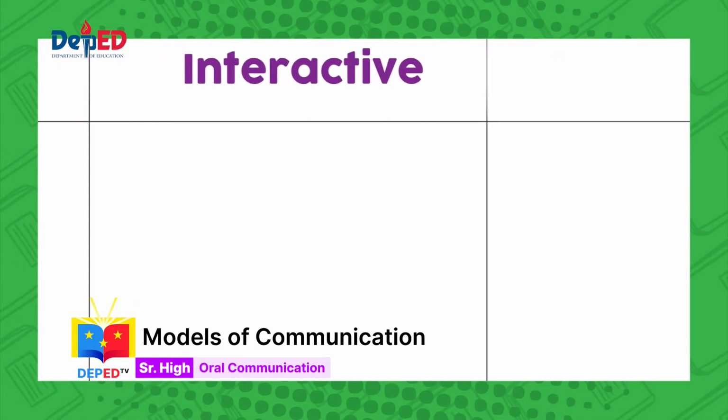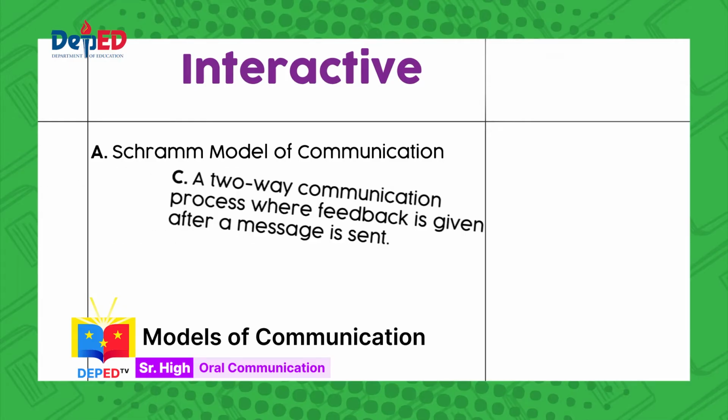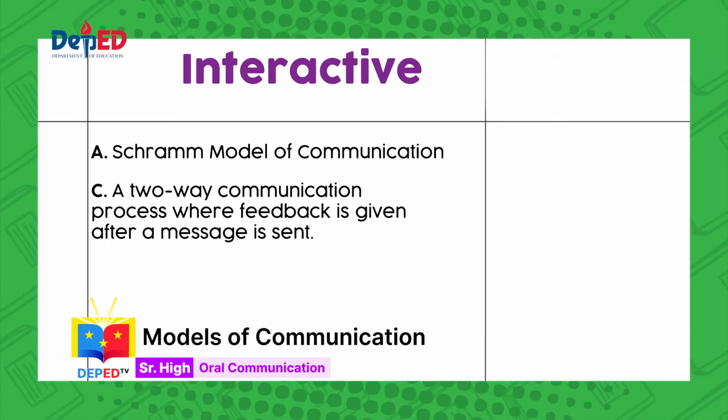For column B, under interactive model, we have letter A. Schramm model of communication. Letter C. A two-way communication process where feedback is given after a message is sent. And letter G. Having a job interview. As we can see, these concepts show us that there are 2 people interacting.